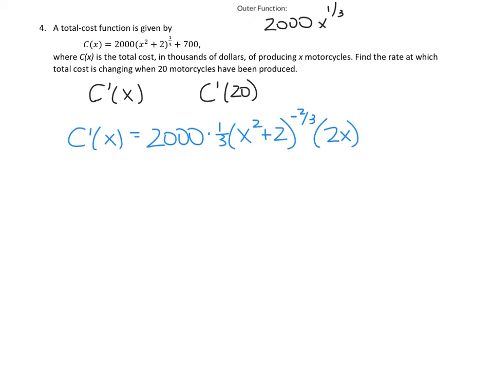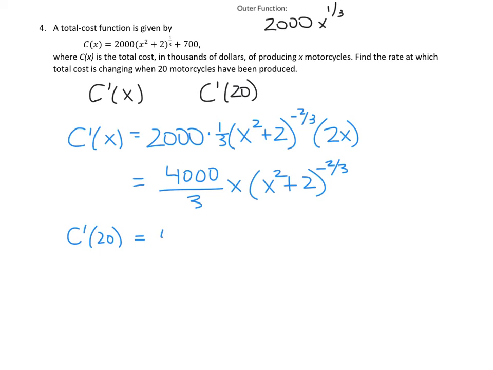Now let's simplify. So we have here 4,000 over 3x times x squared plus 2 to the negative 2/3 power. Now we found the derivative, and we need to plug 20 into the derivative. So we're going to take c prime of 20. So we have 4,000 over 3 times 20 times 20 squared plus 2 to the negative 2/3 power.